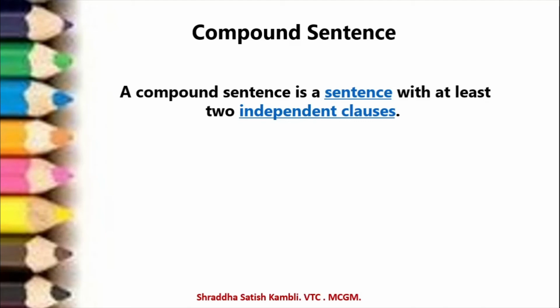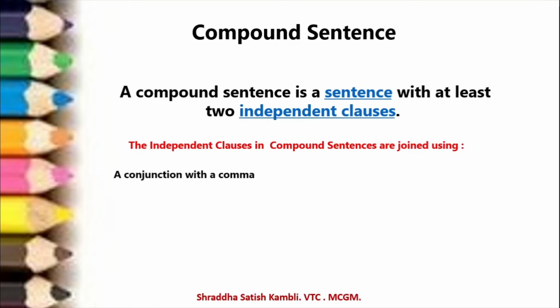Now let us understand that all these independent clauses are joined in a compound sentence. They are not written as different sentences. They are written as one sentence. So there should be something which joins them together. The independent clauses in a compound sentence are joined together using a comma with a conjunction. So you use a conjunction with a comma. So how is it used?